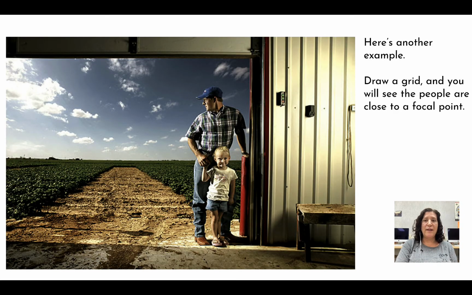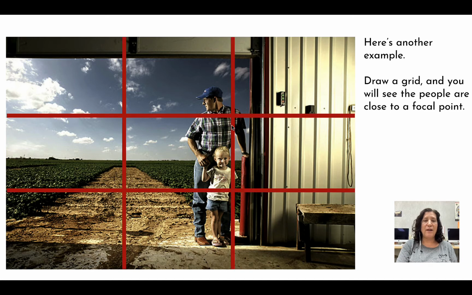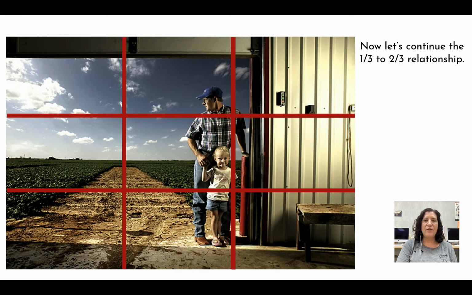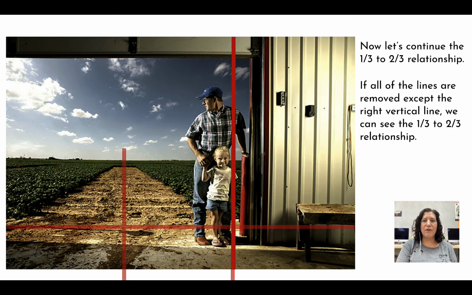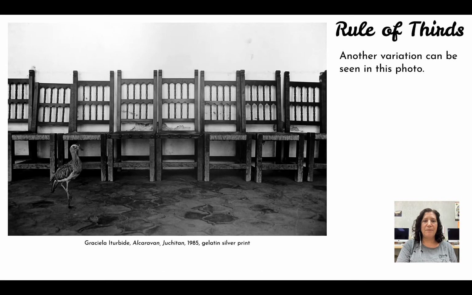If you draw a grid, you'll see that people are close to the focal point here, the man. You can also think of it in terms of the wall on the right-hand side 1/3, and then the background looking into the field, the 2/3. And it isn't an exact science. It's okay to be close. See how the man isn't quite there, but it is really close. Here's that 1/3, 2/3 relationship. All of the lines we will remove except the vertical line, and we can see that 1/3 to 2/3 relationship.